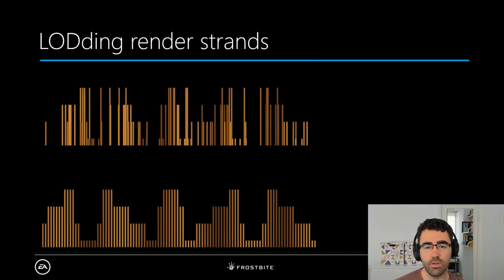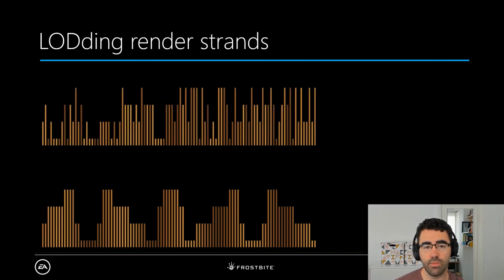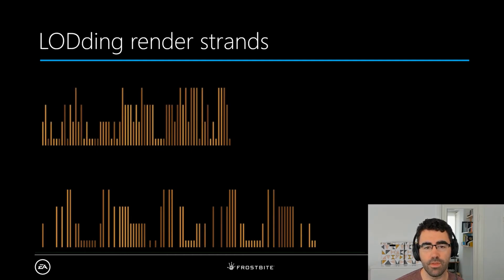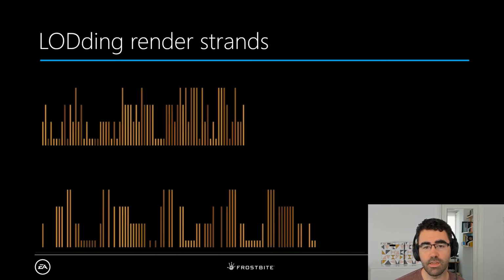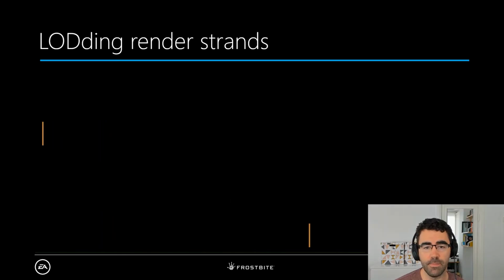We just randomized the order of the strands and then rendered the first n% of them. This required just a few tweaks in the rendering code and gives us a loading mechanism that scales linearly with distance and is almost invisible to the naked eye.